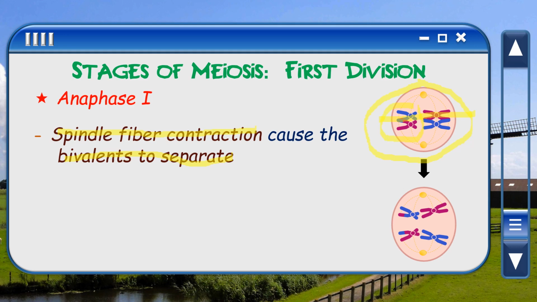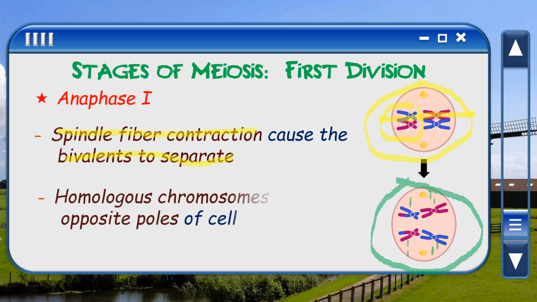Now, if you look here, when we come to anaphase 1, you will see that the bivalents have separated themselves. This one is going in a different direction, and this one is also going in a different direction. This one is going the other direction, and this one is going in this direction. So the homologous chromosomes have been separated and they are moving to different poles.